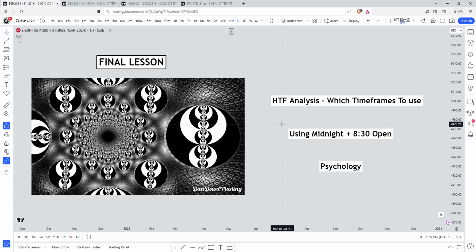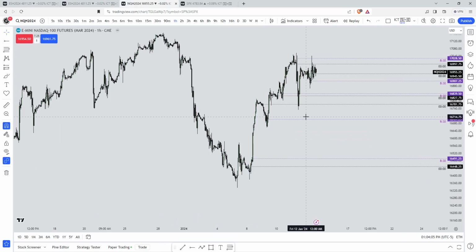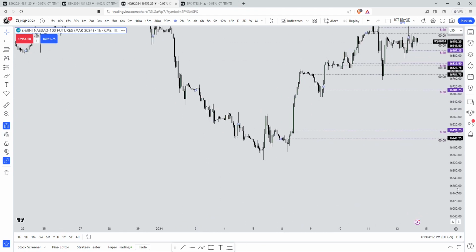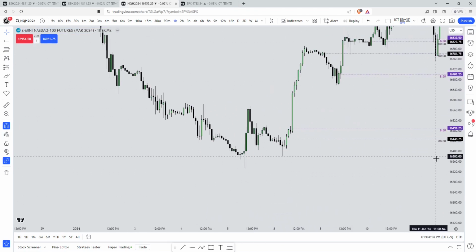Once we already know where price is going, this is when I refer back to midnight and 8:30 open. Again, I don't use this a ton, but when I do remember to put it on the chart, or when I'm anticipating for price to be in an expansion market, I will refer back to these levels. So we talked about the draw on liquidity being higher here.